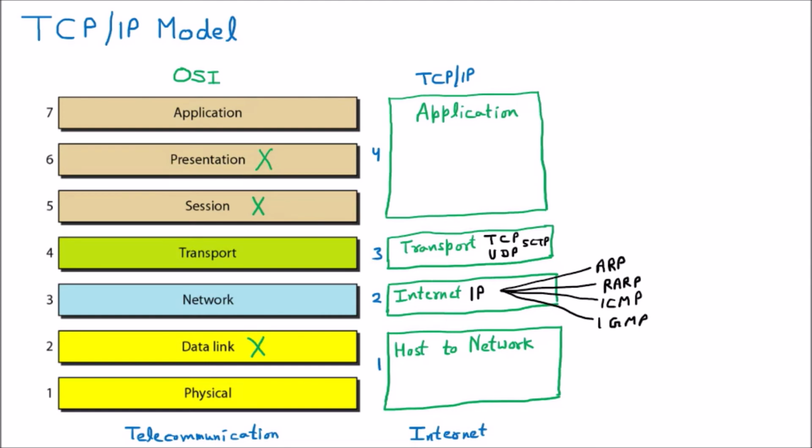SCTP is a combination of TCP and UDP having their best features, because a few features of TCP are good, a few features of UDP are good, and they are combined together into the stream control transmission protocol. The application layer is very powerful. It contains various protocols just like HTTP. It is hypertext transfer protocol. We know that it is used for opening websites.